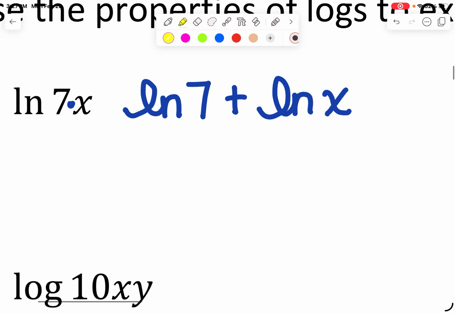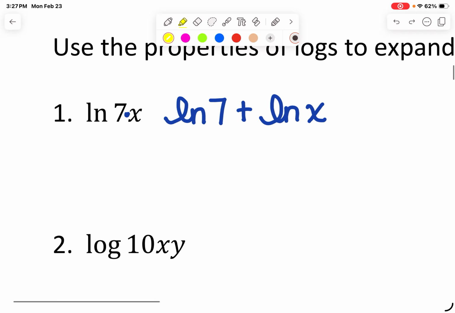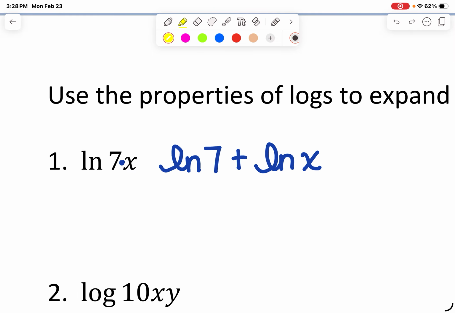Now, if you look at this argument and this argument, they have no multiplication, no division, and no exponents, so you know that it's completely expanded. You should also look to see if any of them you can evaluate. So if you did see, I already erased my log base 2 of 8, but if you did see a log base 2 of 8 in your answer, you'd want to change that to a 3 because you could evaluate it. But if it was a log base 2 of 5 in your answer, you would leave it because we don't know what it is.